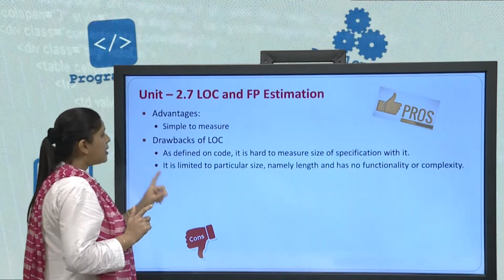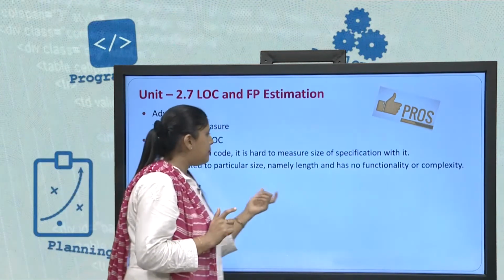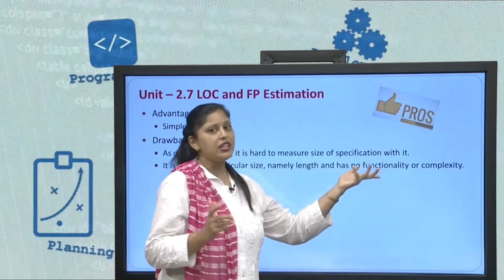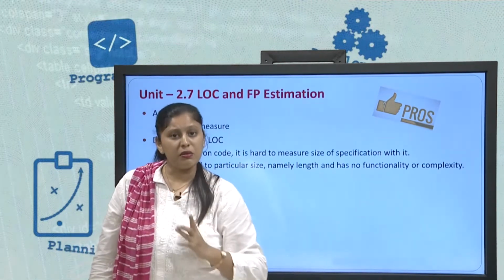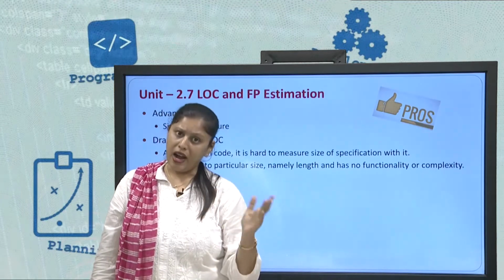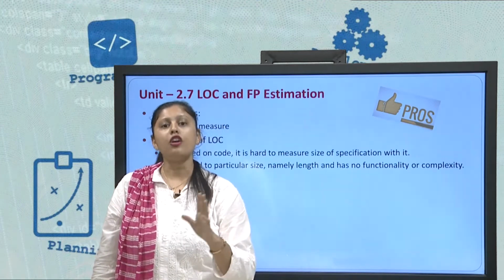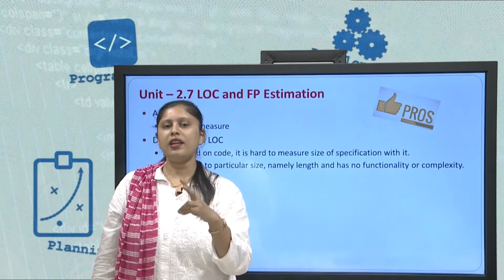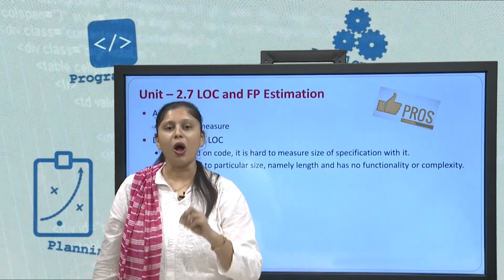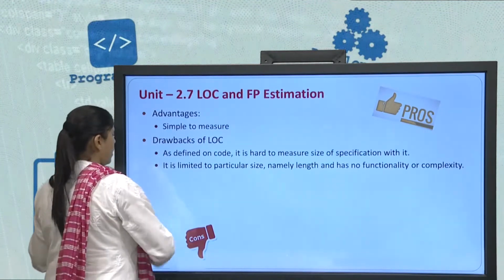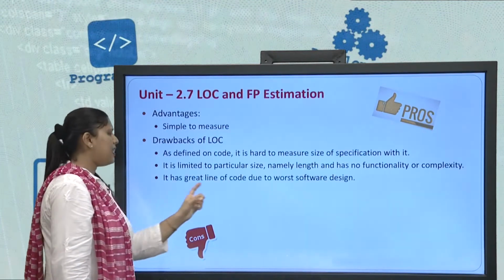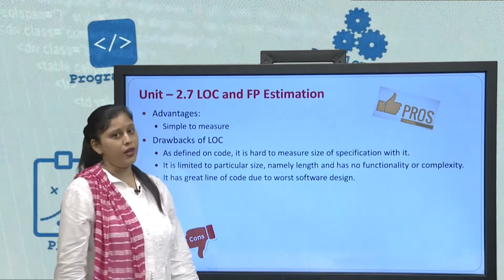Second, it is limited to one particular size, namely length, and has no functionality or complexity. As said, it is not going to be specific to the customer's requirement. It might fulfill customer requirements, it might not. Similarly, it might not include all the functionalities or all the complexities of your software. It has great line of code due to vast software design.